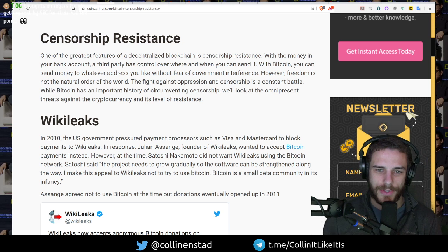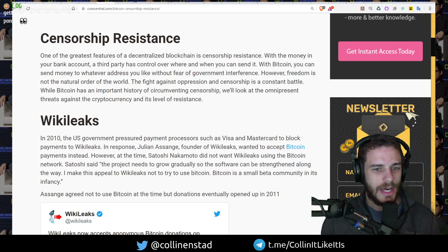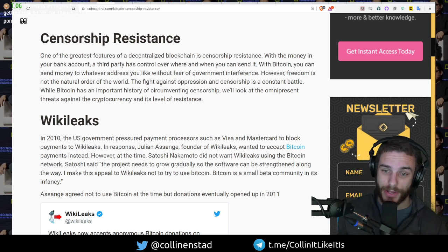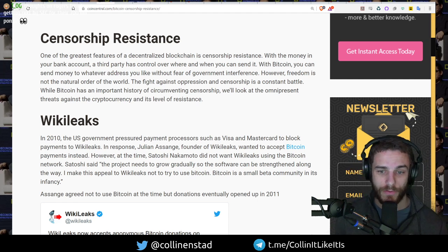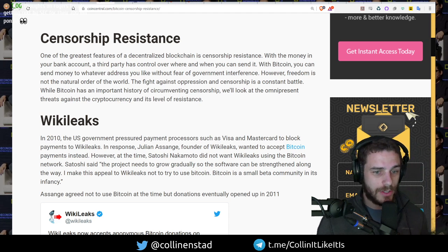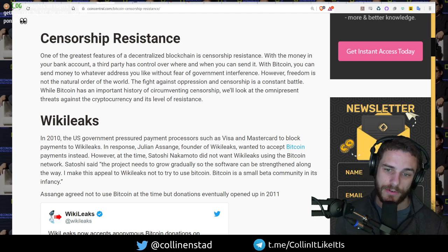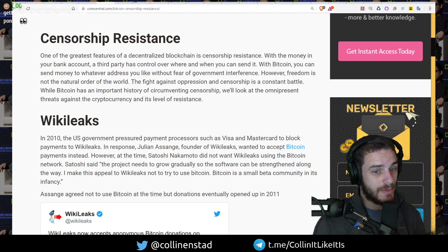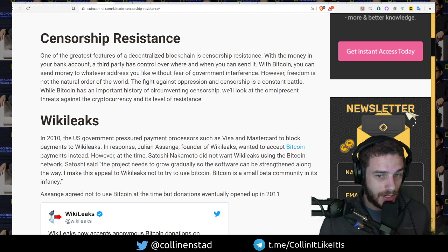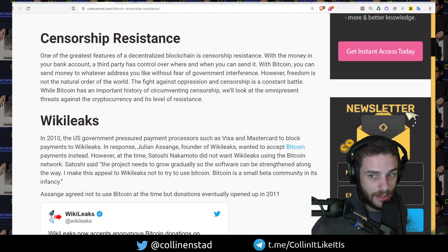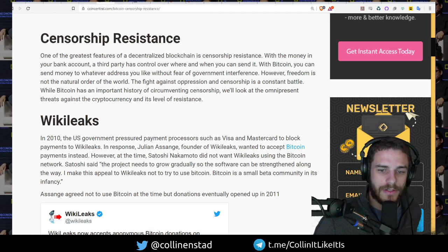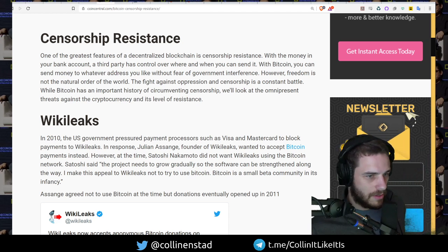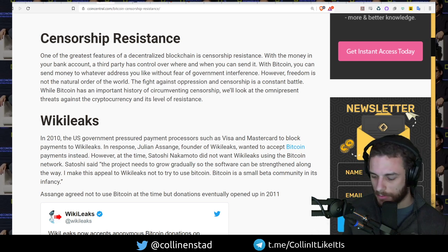And this is just some random website I found. One of the greatest features about decentralized blockchain is censorship resistance. With the money in your bank account, a third party has control over where and when you can send it. With Bitcoin, you can send money to whatever address you like without fear of government interference. However, freedom is not the natural order of the world. The fight against oppression and censorship is a constant battle. While Bitcoin has an important history of circumventing censorship, we'll look at the omnipresent threats against cryptocurrency and its level of resistance. So yeah, that's obviously the big thing with crypto is that anybody can use it.